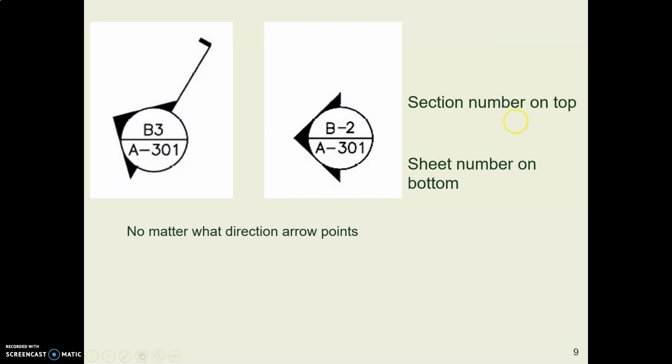In these bubbles, these indicators, you always put the number of the section in the top, and you always put the number of the sheet in the bottom. And you always put the text horizontal. So it always is set up that way, no matter what angle the arrow is pointing at, or whether it's to the left or the right or the up or the down. The dividing of the circle always goes that way. Section number in the top, sheet number in the bottom.